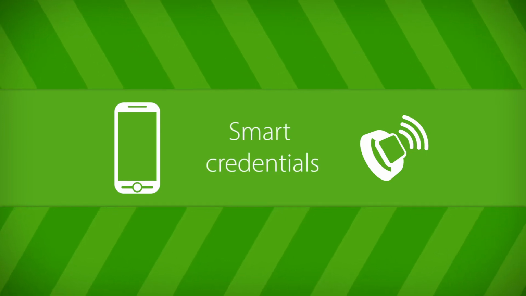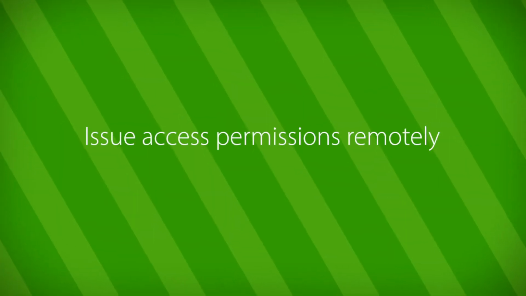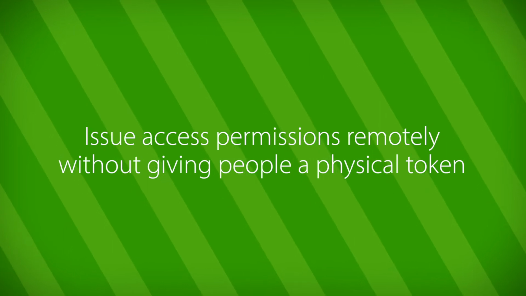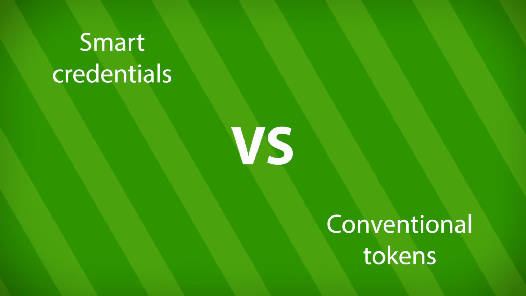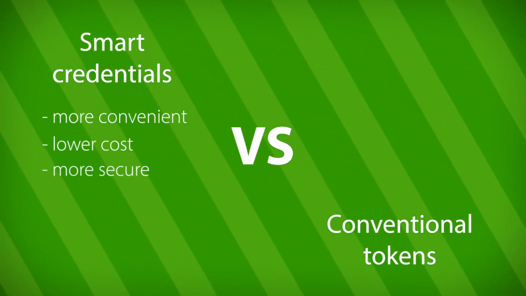For many people, it is convenient to use a phone or smartwatch as a credential. We call these smart credentials. Using these means that you can issue access permissions to people remotely without having to give them a physical token. Depending on the circumstances, using smart credentials can also be more convenient, lower cost, and more secure than using conventional tokens.